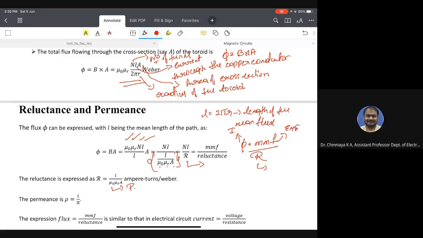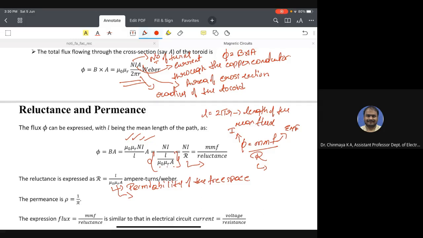Mu naught is the permeability of free space. Mu r is the relative permeability, and A is the area of cross section.